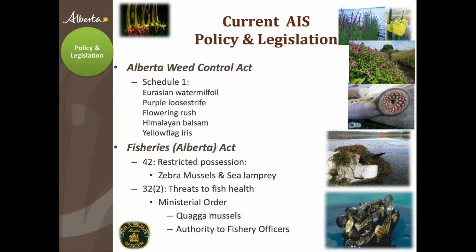Okay, so a little bit on the legislation. This is the current legislation that we have, the Alberta Weed Control Act. We have all of these currently in Alberta except for Eurasian water milfoil that we know of. Under the Fisheries Act, Section 42, it's restricted to possess zebra mussels and sea lamprey. Last summer, under Section 32, we were able to get a ministerial order in place under ecological threats to fish health, which meant that fisheries officers were granted authority to stop, inspect, and quarantine boats if they find zebra mussels. So that was a very positive step where before they didn't have that power. And then we also had quagga mussels added alongside zebra mussels.